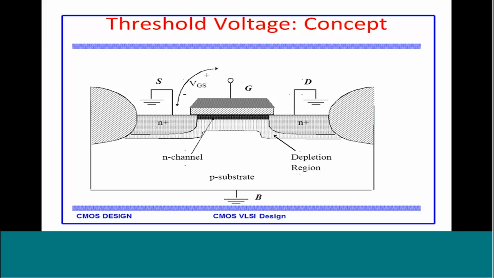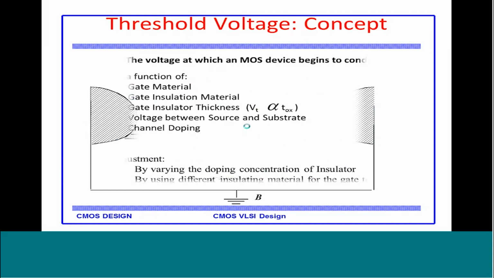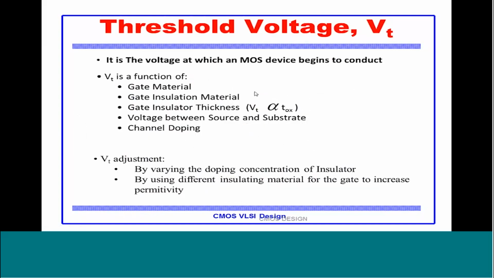So we saw that a positive VGS will result in a depletion region and ultimately in the inversion layer being formed. So VT is the minimum voltage at which the MOS device begins to conduct. So what does VT depend on? Till now we have been using VT as sort of a constant in the equations, but it's not a constant. It depends on the gate material.